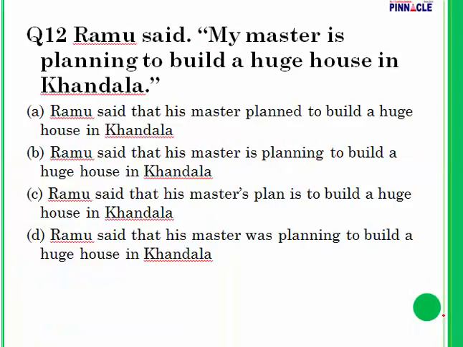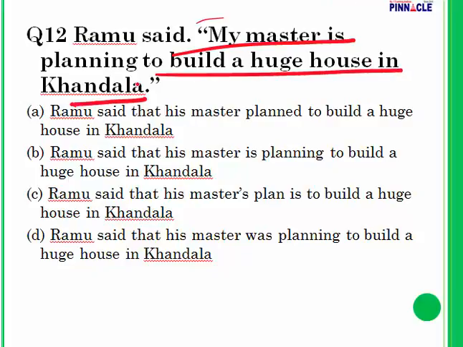Question number 12. This is again a simple one. You should be able to do it. Ramu said, "My master is planning to build a house in Khandala." Let's take a look at the reporting verb. Said. All are correct. We have the connecting word that here, that here, that here, that here. That is also correct.